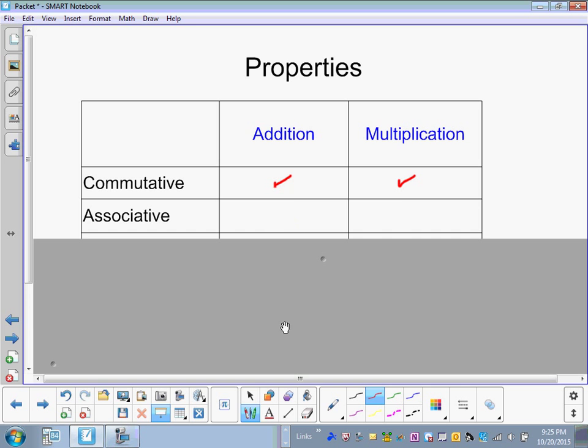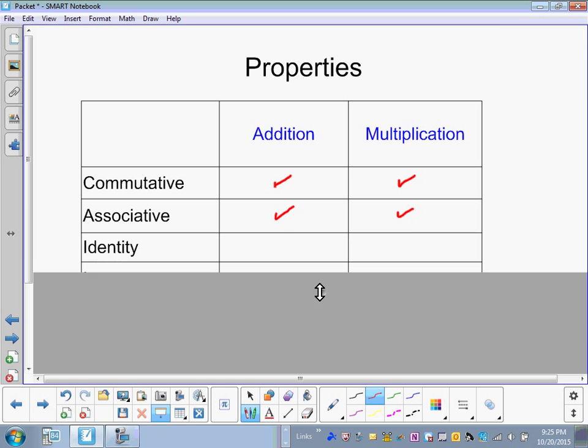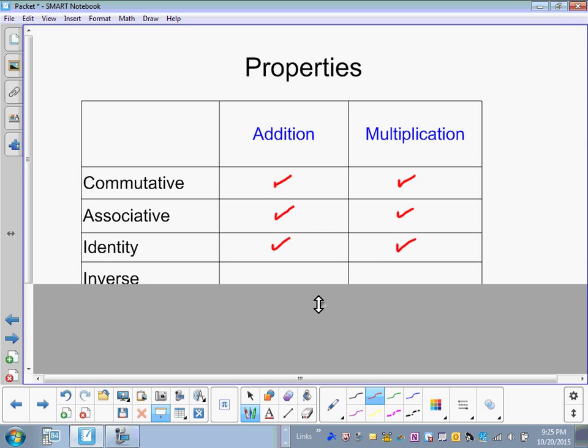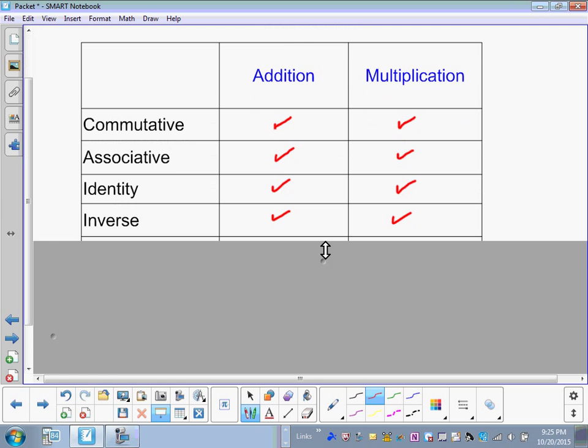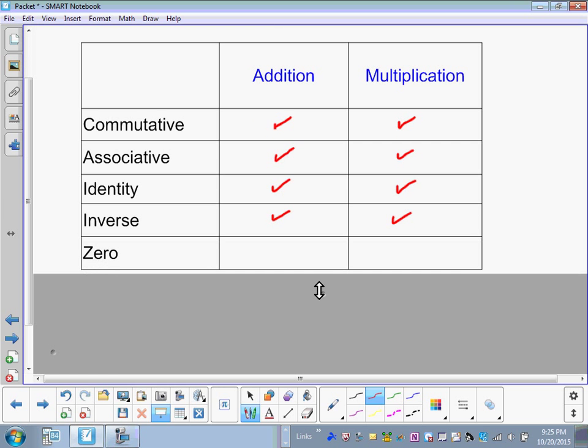We have the associative property of addition and the associative property of multiplication. We have the identity property of addition and the identity property of multiplication. We have the inverse property of addition and the inverse property of multiplication. We have the multiplicative property of 0, so that would be a property of multiplication.